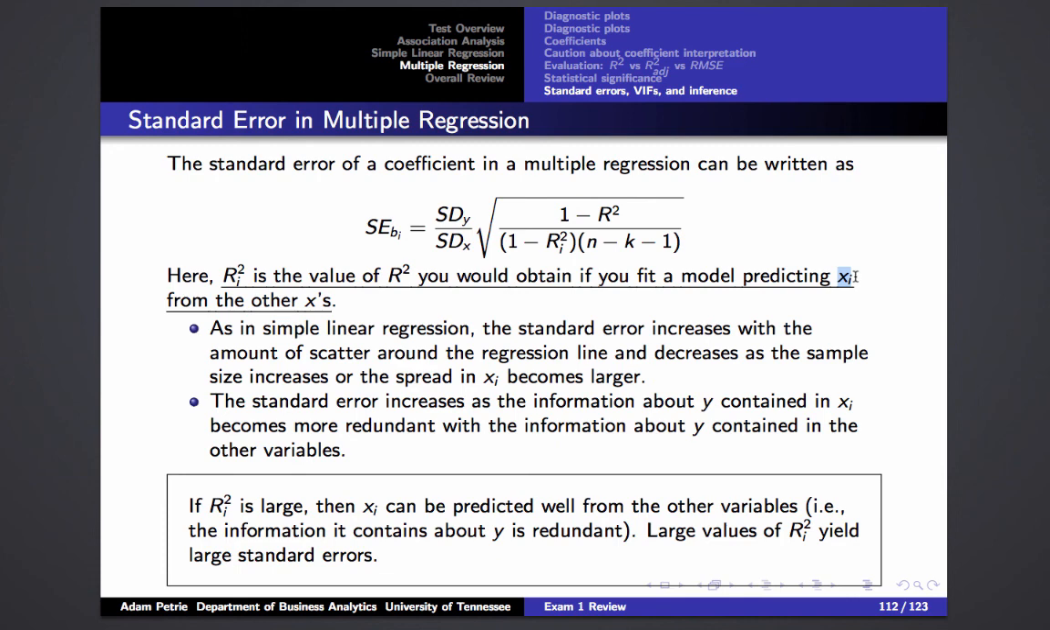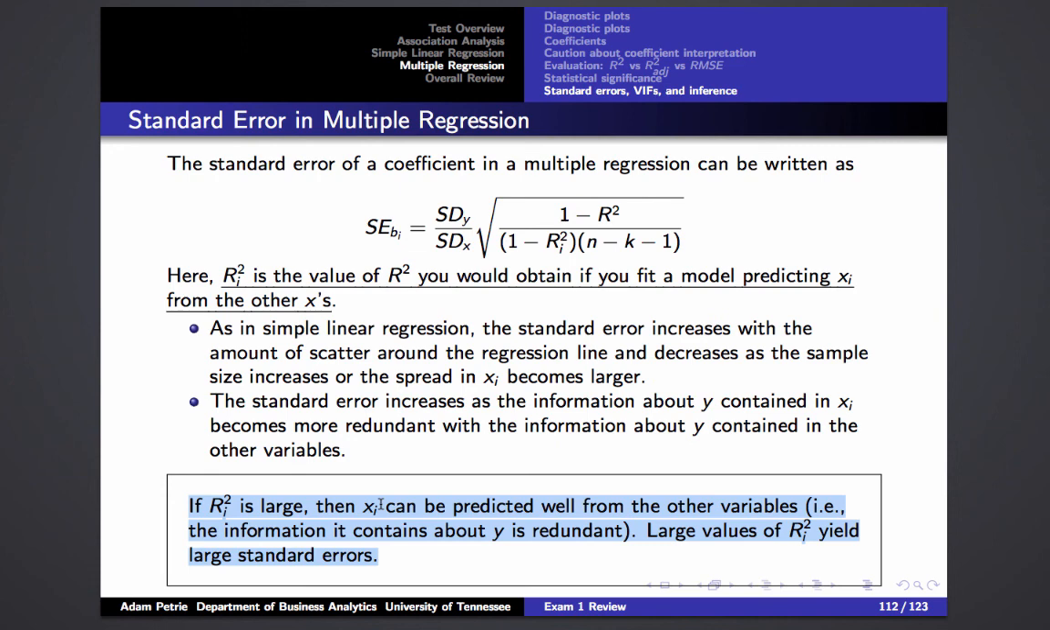So if you can predict Xi pretty well from those other predictors, that means that the amount of information contained in Xi is fairly redundant with the other predictors. And when that's the case, when the information provided by Xi is fairly redundant, the standard error of Xi in the model is going to be fairly large. So if Ri squared is large, Xi can be predicted well from the other variables, and so the standard error associated with its coefficient is going to be large as well.